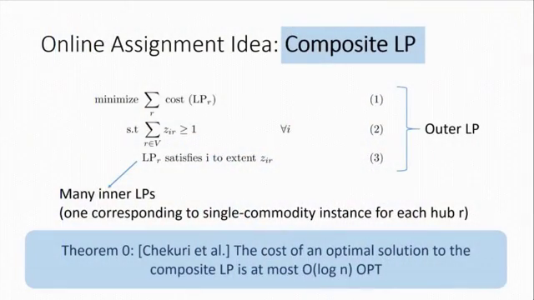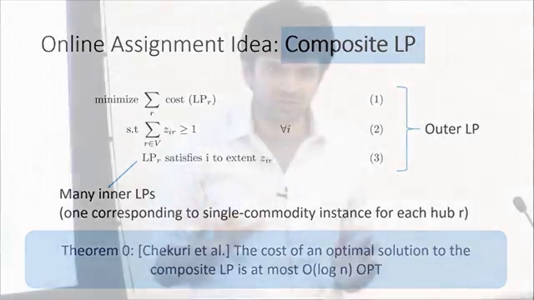Firstly, from the offline decomposition result, we know that this LP admits a good solution. There is a good solution which is at most log n times worse than opt for this composite LP. So already I have split up the overall multi-commodity problem into a collection of single commodity instances. And there exists a good solution, it's whether we can find it online, that's the main question.